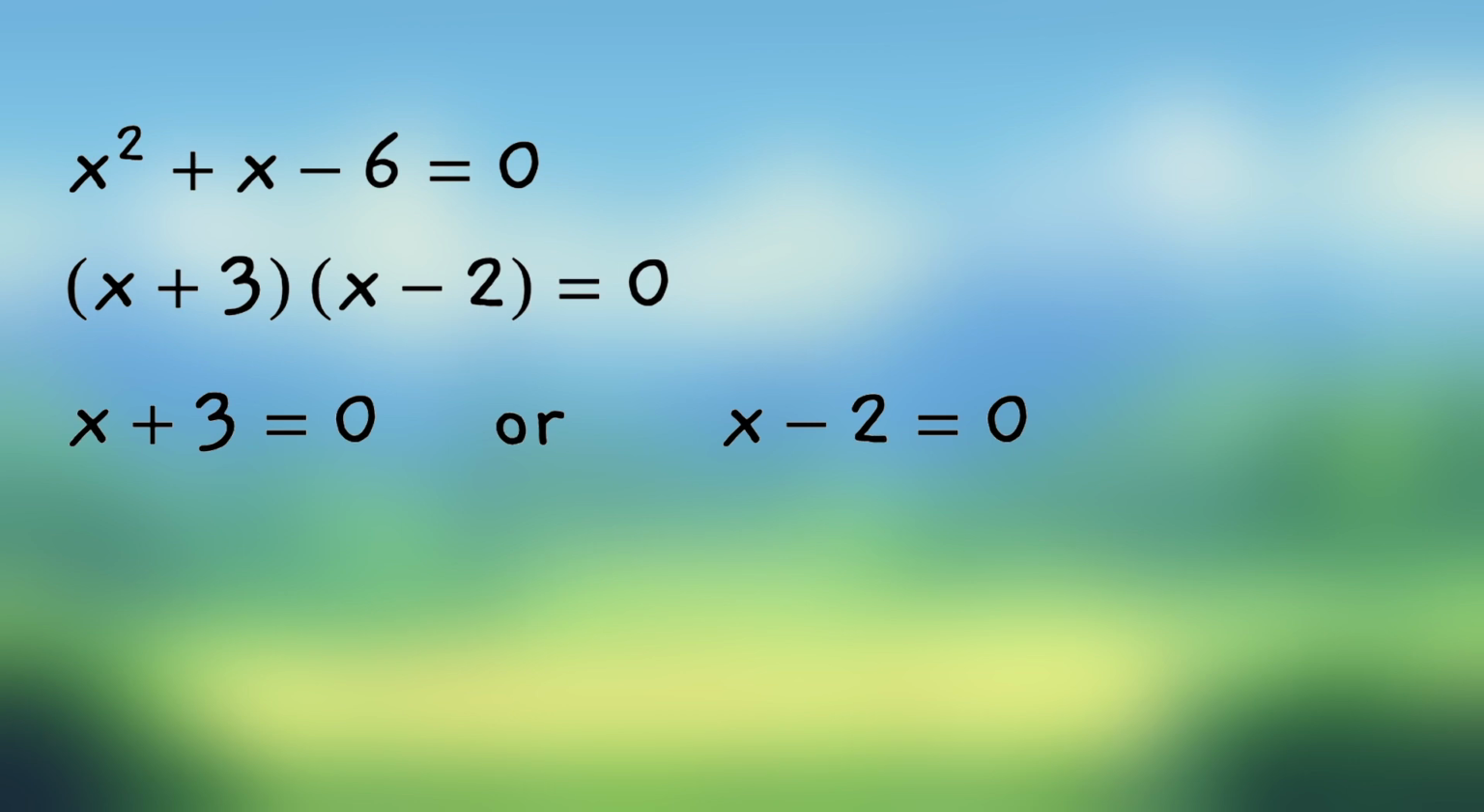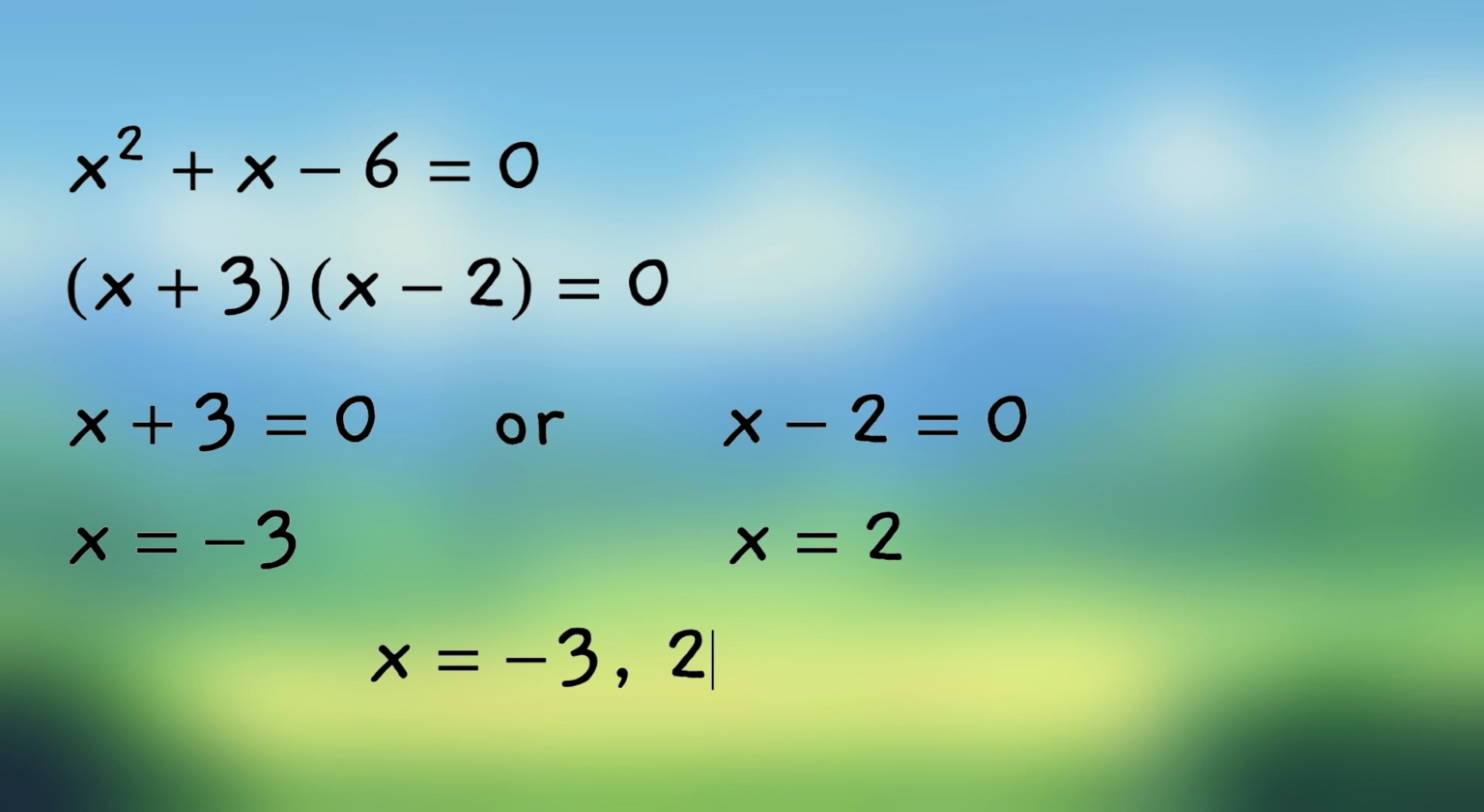If x plus 3 is equal to 0, then that means x is negative 3. On the other hand, if x minus 2 is 0, that means x equals 2. So these are the only two numbers for which we get 0, which means our solutions to this equation: x is equal to negative 3 or x is equal to 2. It must be one of those numbers.